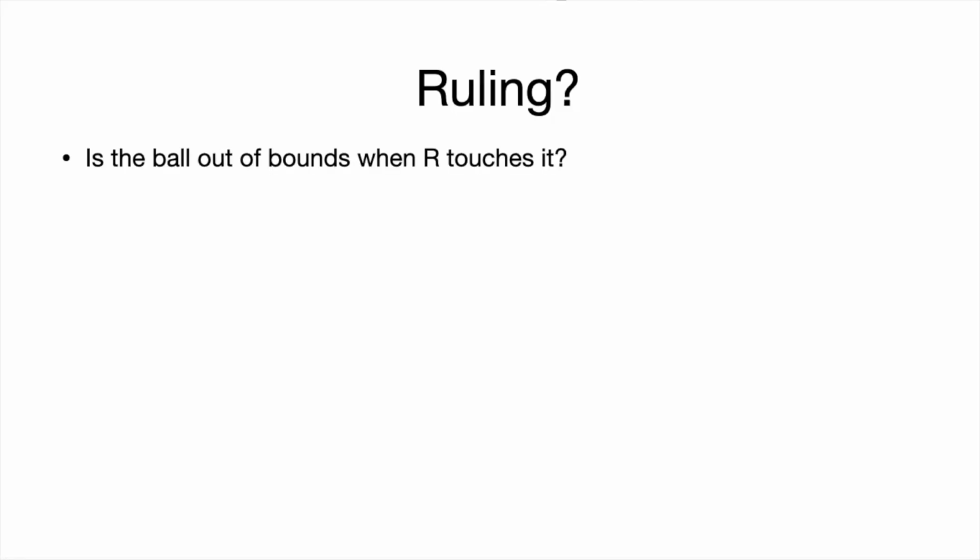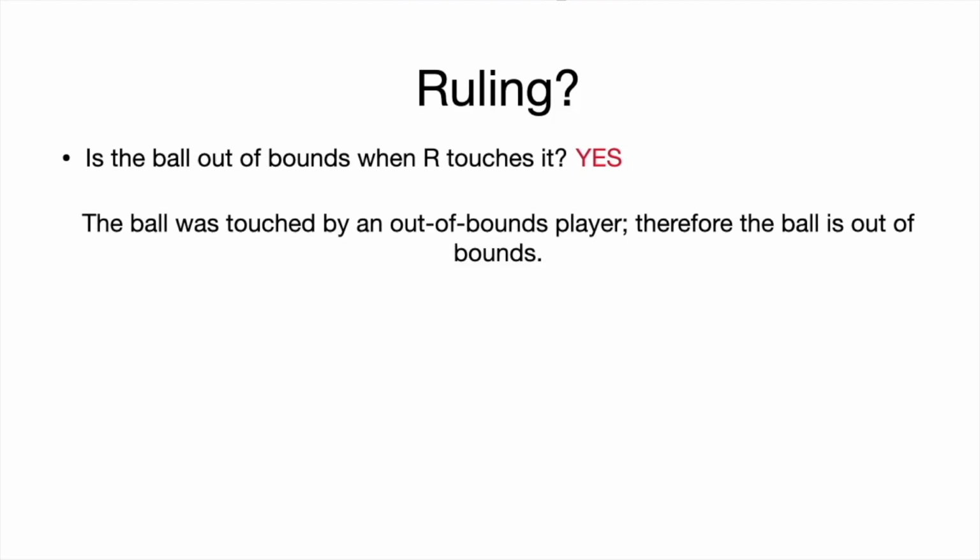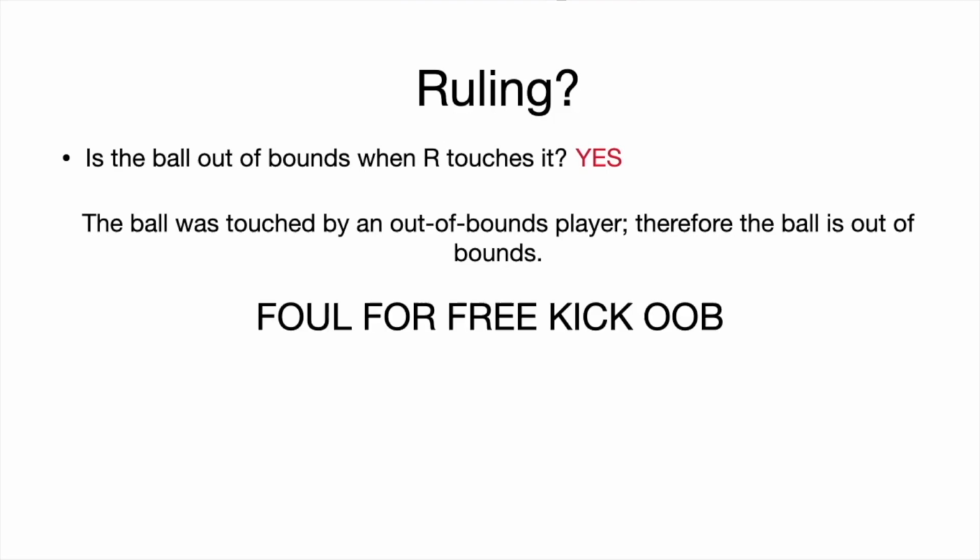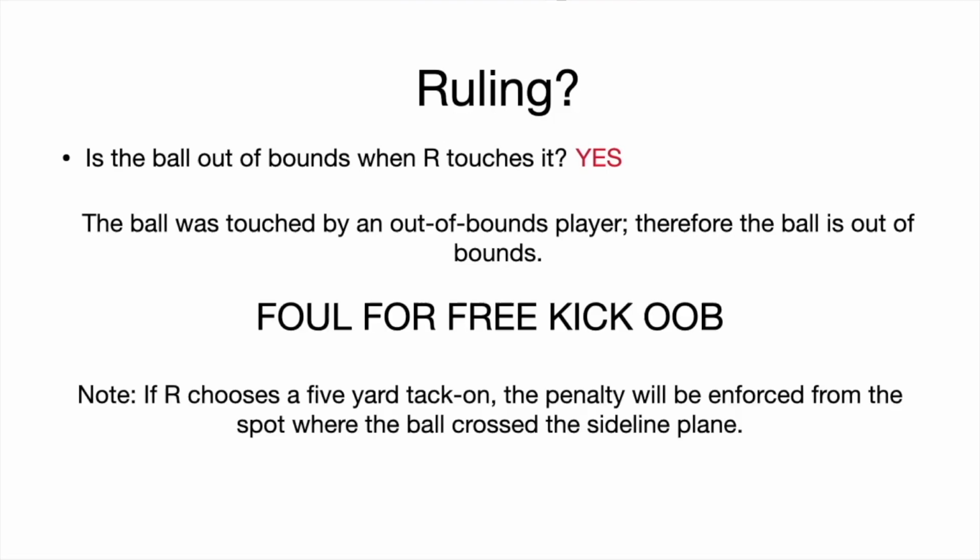So what's the ruling? R is out of bounds when they touch it. Yes, they are. The ball was touched by an out of bounds player. Therefore, the ball is out of bounds, and since the ball is out of bounds, we have a foul for a free kick out of bounds. If R chooses a 5-yard tack on, it's enforced from the spot where the ball crosses the sideline plane. That's the enforcement spot, just like it always is on kicks.